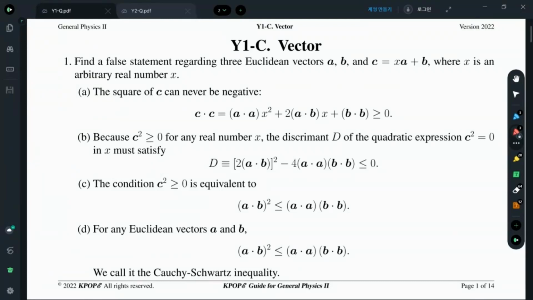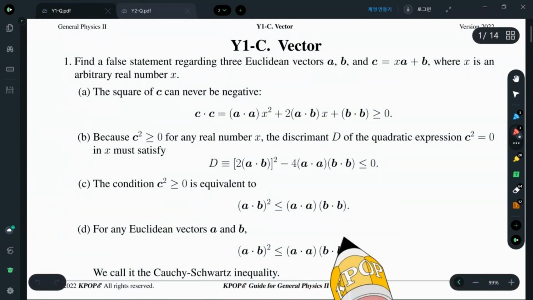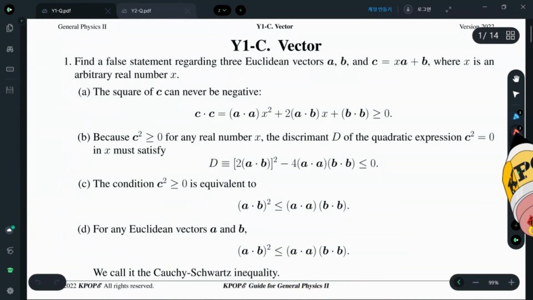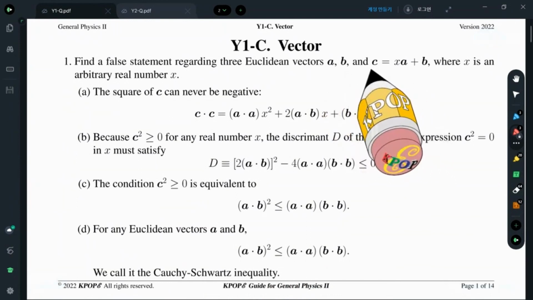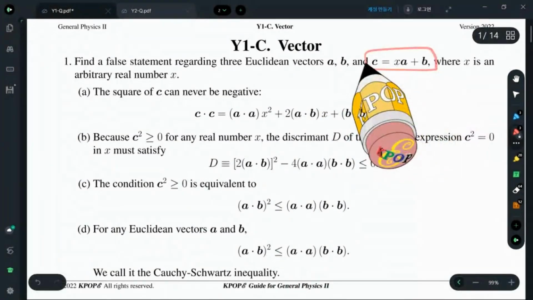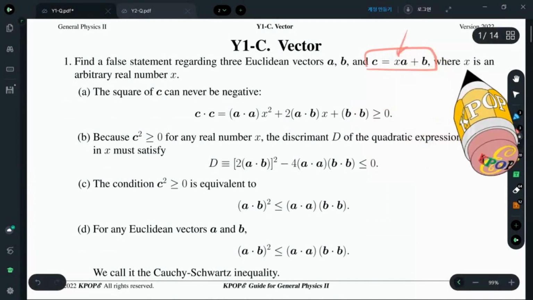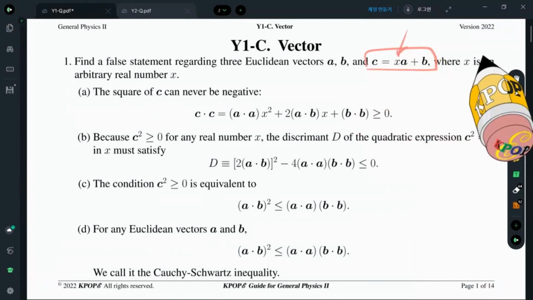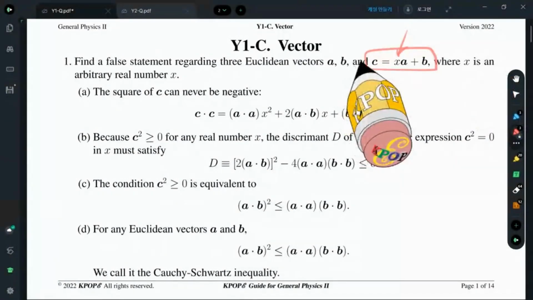Okay, vector. You should be familiar with this Cauchy-Schwarz inequality that can be obtained by considering a linear combination of the a and b vectors. Here, x is an arbitrary real number that is dimensionless. We assume that a and b are both of the same dimensions.